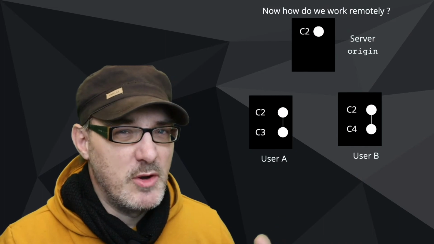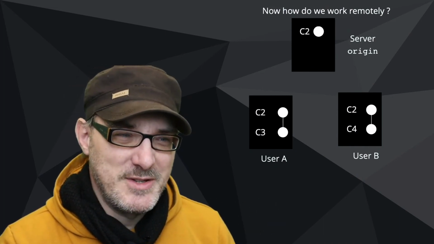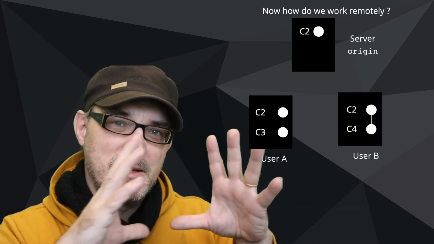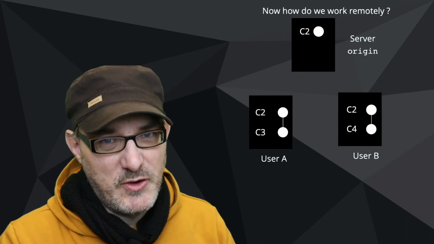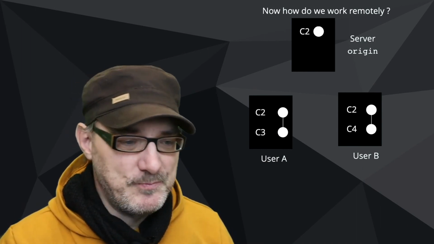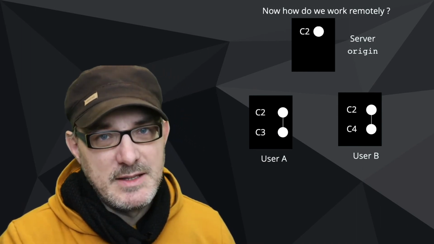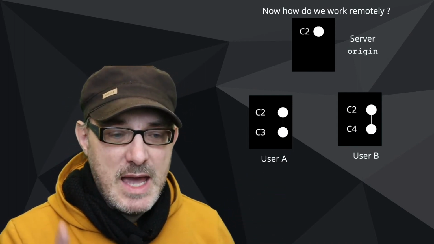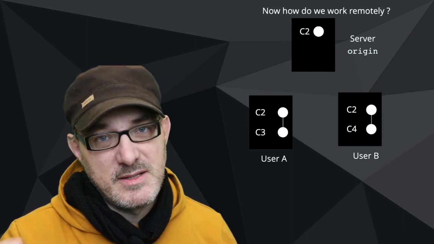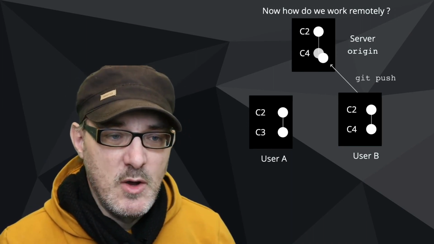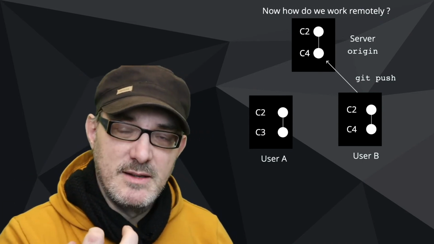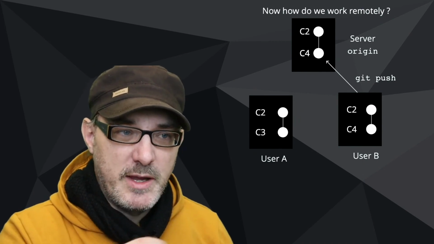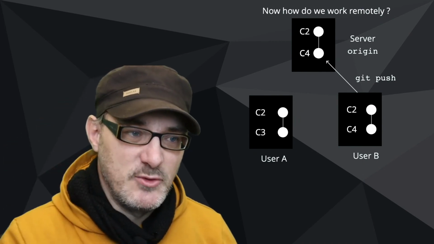Now, how do we work remotely? Well, it's just a basic extension of this principle. Let's say we have user A, user B, and a central repository hosted on a server, that we're going to call origin. Let's say user A has a repository. He's done the work saved in C3, commit 3, and user B has done work saved in the commits. User B is going to push the work to the server with a git push, and the server is going to integrate this new commit C4 and say, okay, now on the current branch that we're working on, the latest commit is no longer C2, but it's C4.